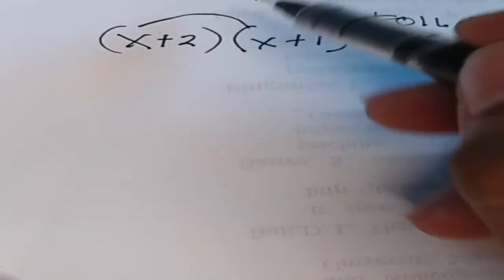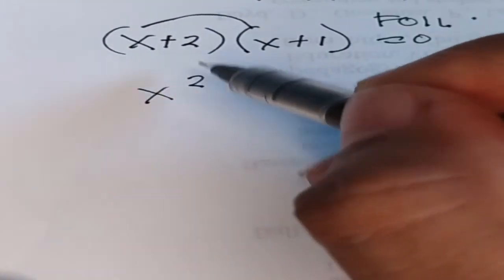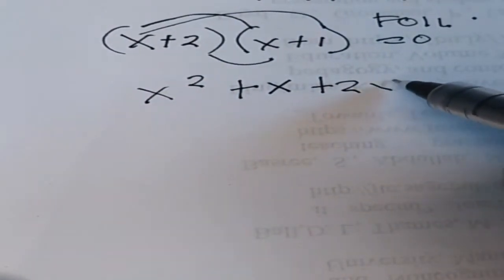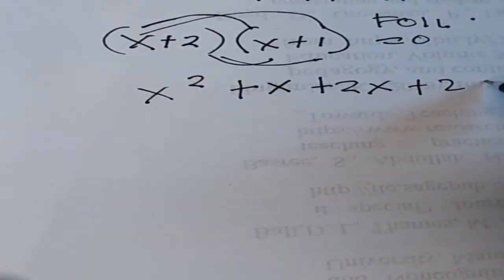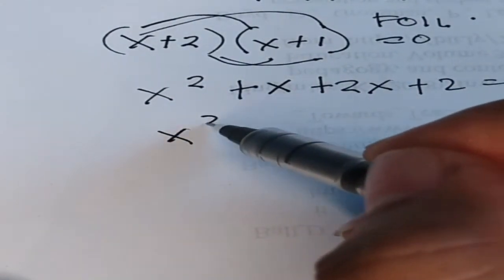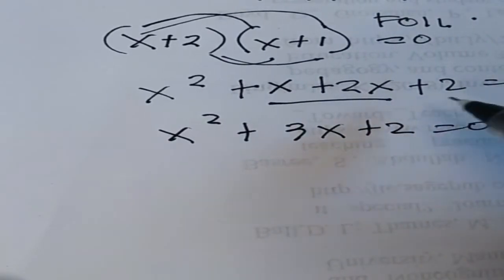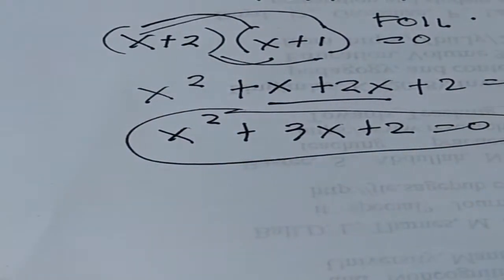Next, we have, just use the FOIL method. So x times x, the first, that is x squared. The outside, that is plus x. The inside, plus 2x. And then the last term is plus 2 is equal to 0. So you now have x squared plus 3x plus 2 is equal to 0.